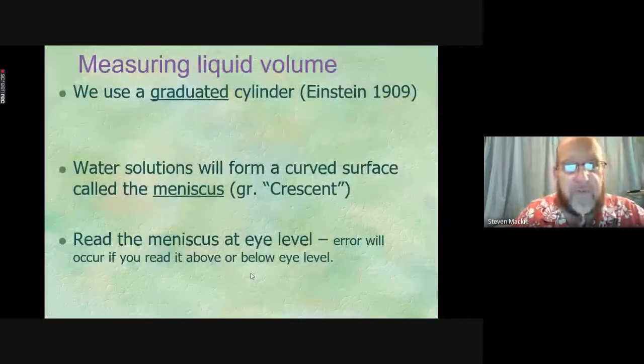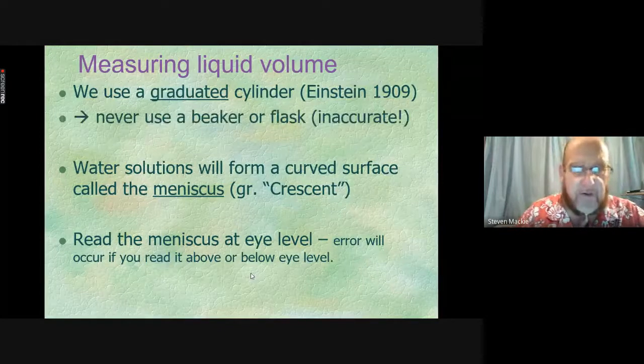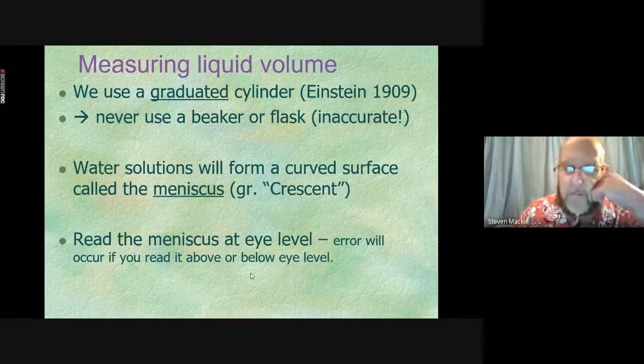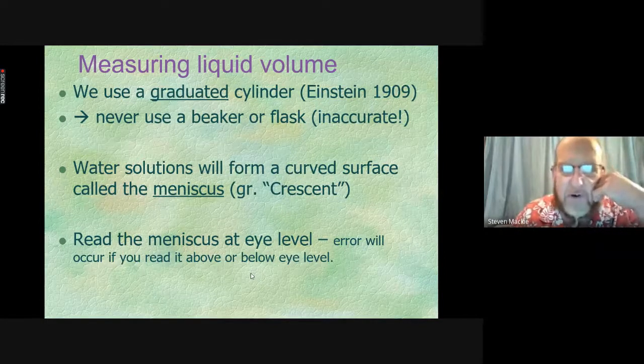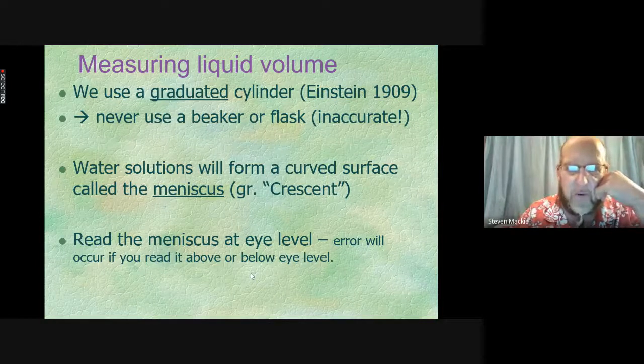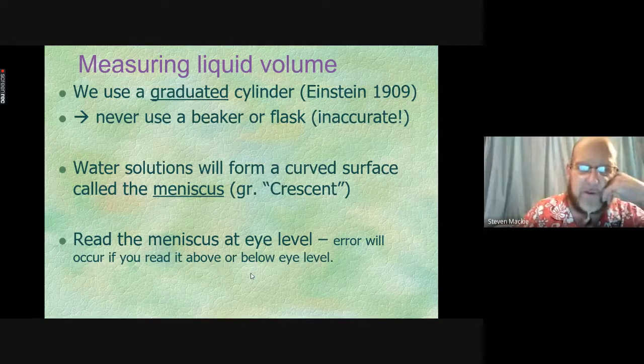Now, when we measure volume, we use what's called a graduated cylinder. Maybe you knew this and maybe you didn't. I was told just a year or so ago, and it amazed me. Albert Einstein invented the graduated cylinder in 1909. We never use a beaker or flask to measure liquid volumes. We might be tempted, because beakers and flasks might have markings on them, but we never use them because they are not accurate. If you read a beaker, it will say it is plus or minus 10%, plus or minus 5%. So we never use a beaker or flask.